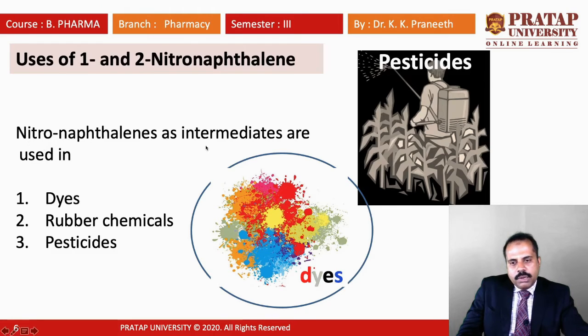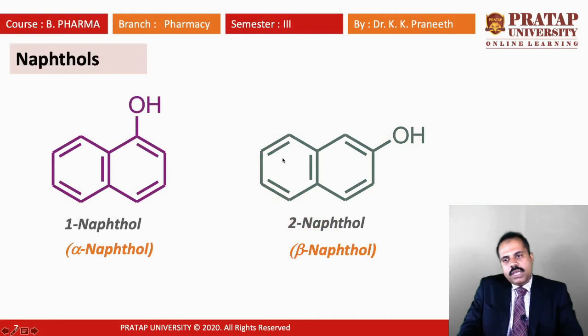So nitronaphthalene intermediates are used in dyes, in rubber chemicals, and also in pesticides. You can see here this person is using a pesticide to protect his crops, right? So these nitronaphthalene intermediates are used to prepare pesticides. These are some of the important uses of 1 and 2 nitronaphthalenes. With this we will move on to the next derivatives of naphthalene, that is naphthols.